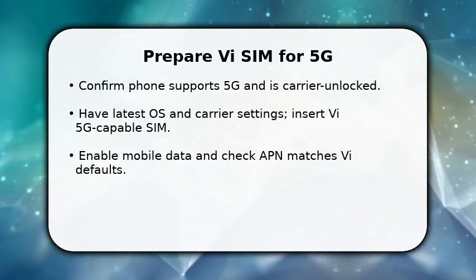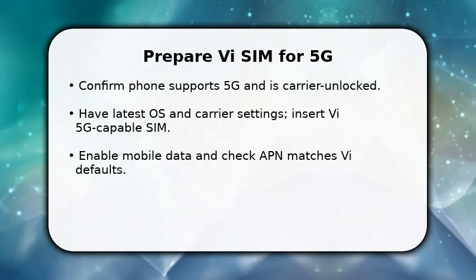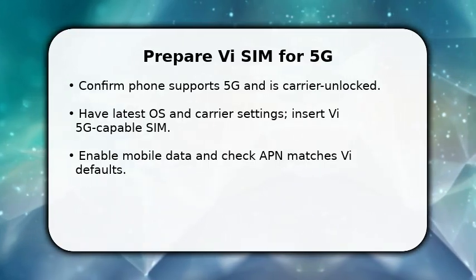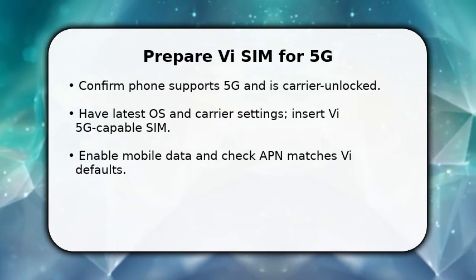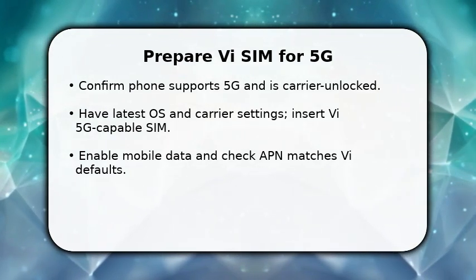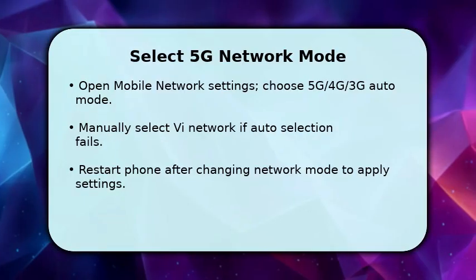Make sure the APN matches VI defaults. If it does not, enter the provided APN values. These steps ensure the network can authenticate you and hand your device to 5G cells. You now set the network mode to allow 5G.